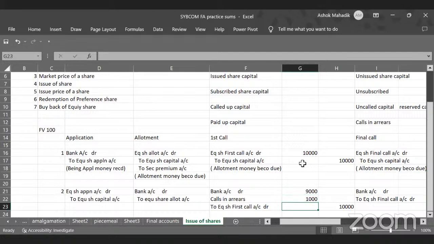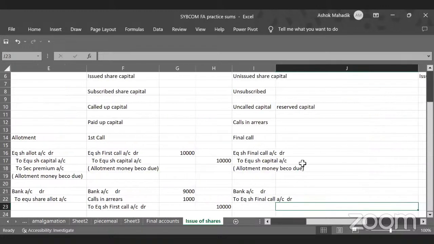Very simple, because both the sides should always tally, debit and credit. So out of 10,000, if you could receive only 9,000, against bank you have to write only 9,000. So where will that 1,000 go? It will go to a new account called calls in arrears account. Clear? So this 1,000 is your arrears. Understood? Now in sums, if you are told that Mr. A did not pay first call money, then what about second call money? It is not mentioned. You have to presume that in case he is not paying first call, he won't be paying second call either. So in the same way you have to pass entry for calls in arrears at the time of second call. Clear? That's it. So this was issue of shares for you.